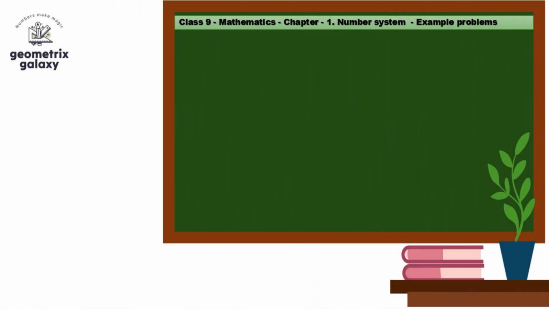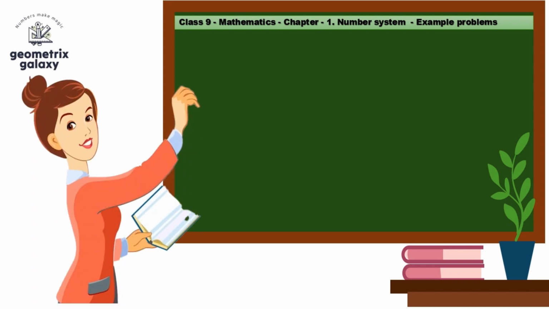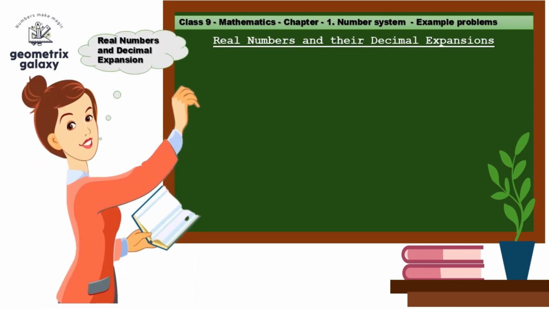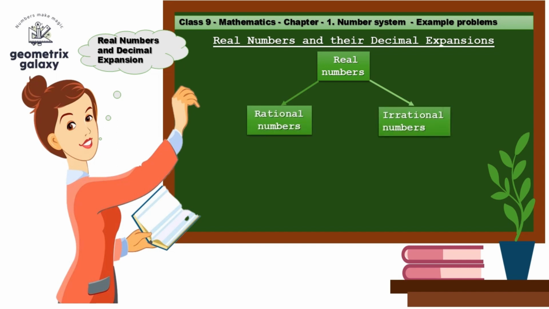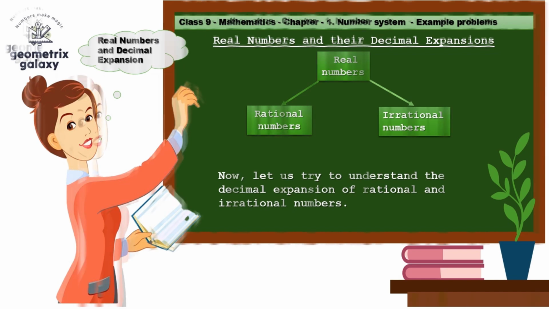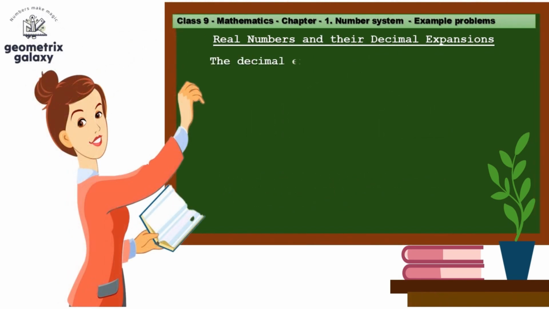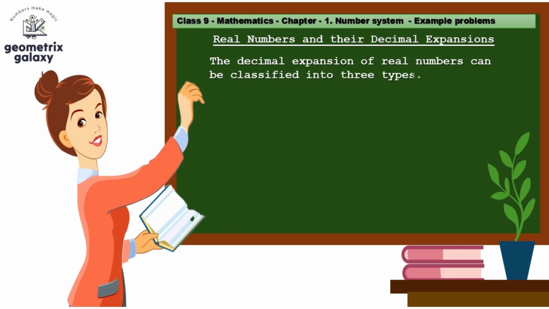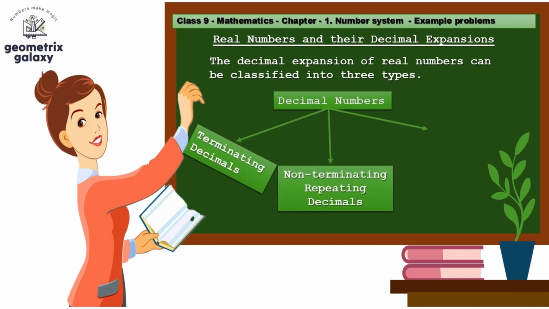Today we will see about real numbers and their decimal expansion. We all know that real numbers are the combination of rational and irrational numbers. So now let us try to understand the decimal expansion of rational and irrational numbers. The decimal expansion of real numbers can be classified into three types. Let us see what are they. They are terminating decimals, non-terminating repeating decimals, non-terminating non-repeating decimals.